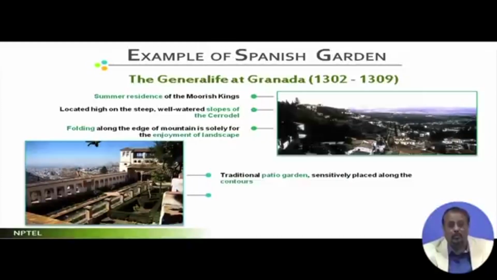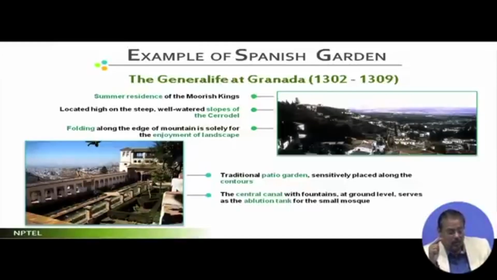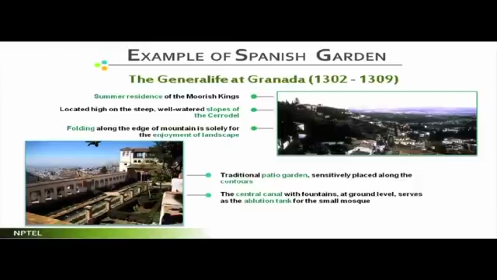So it was a traditional patio garden, very sensitively placed along the contours. The central canal with the fountains used to have a cooling effect, and it had the ground at this level, and this used to be used as an ablution tank for the mosque on the other side. So basically what happened is an ablution tank was necessary. So they used the central canal for microclimatic reasons, evaporative cooling, and at the same time it works as an ablution tank. This is how they have done it.